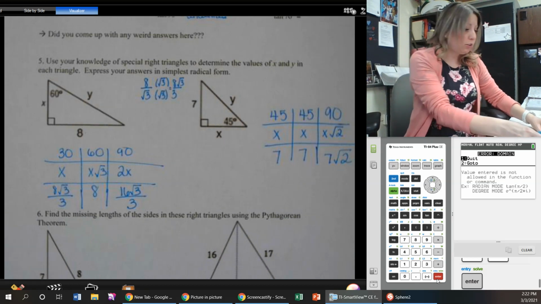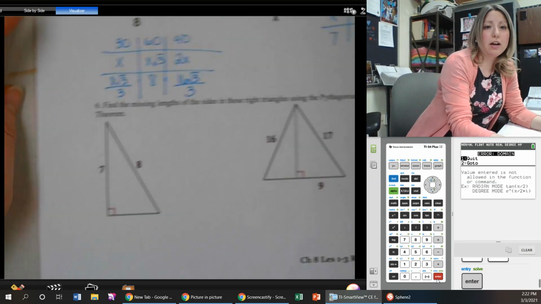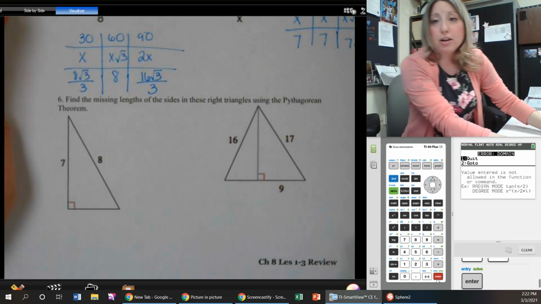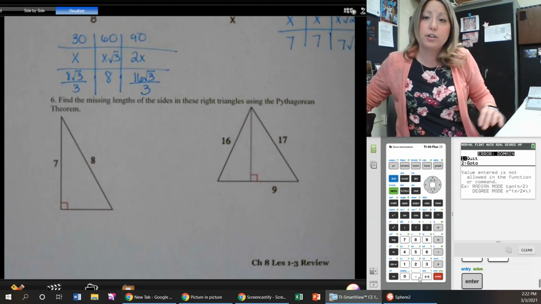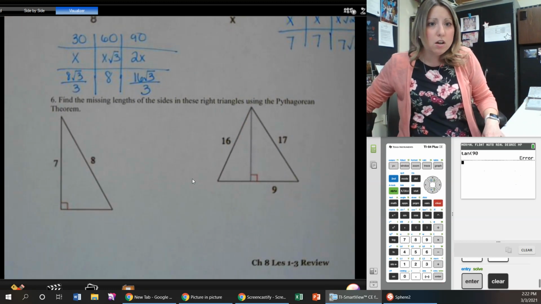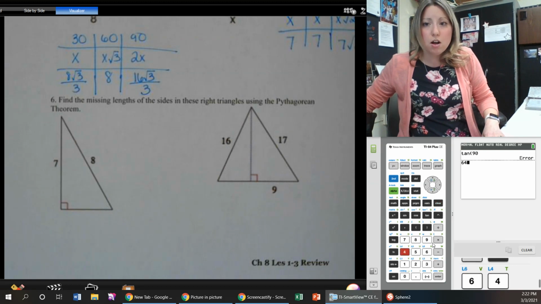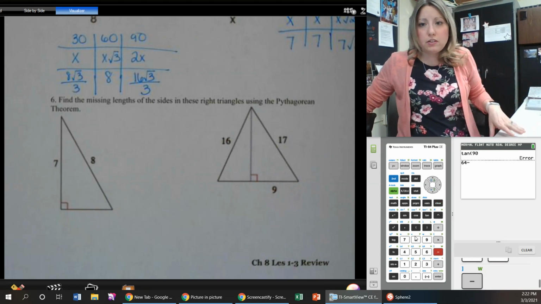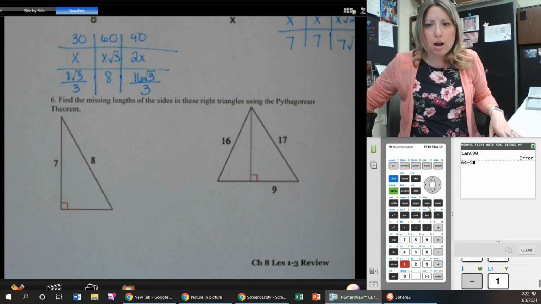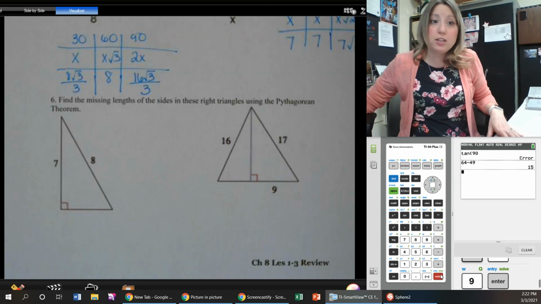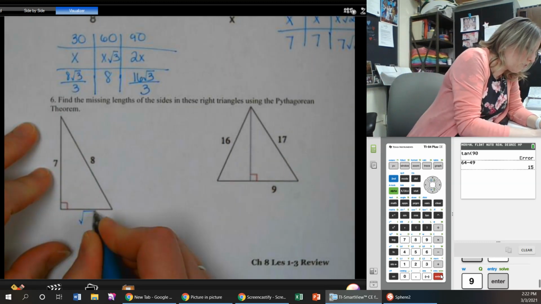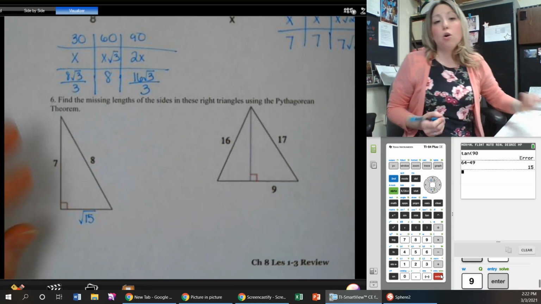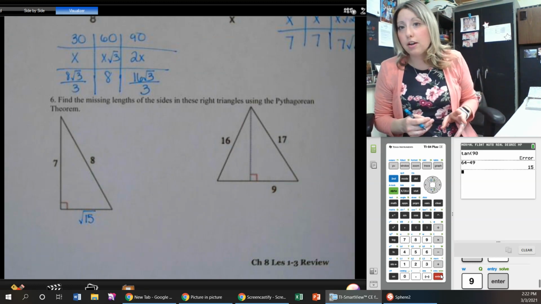Over here, last ones, find the missing lengths of sides using Pythagorean theorem. Okay, I'm actually just going to do that in my graphing calculator. So we know the hypotenuse here is 8 squared is 64 minus the 7 squared is 49. And that's going to leave us with 15. That means this side is radical 15. And no, radical 15 cannot simplify any further.